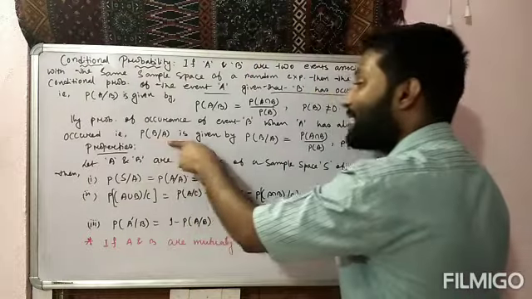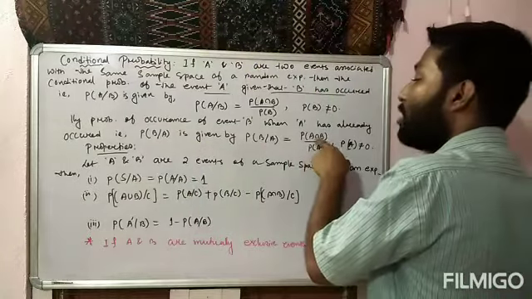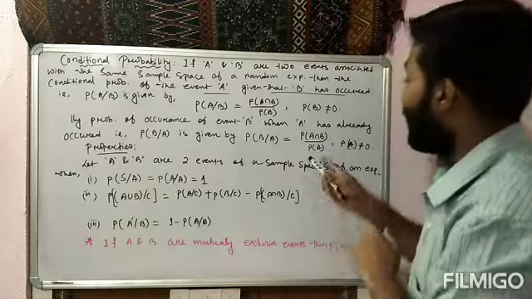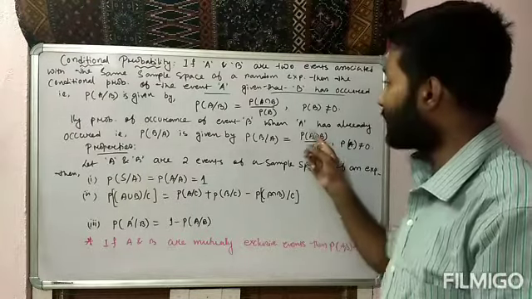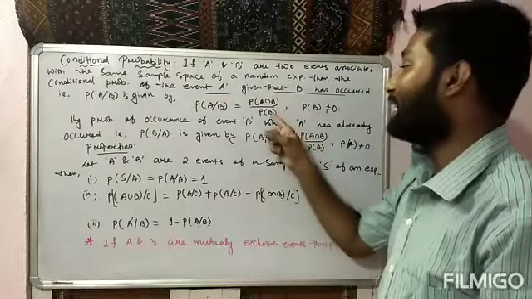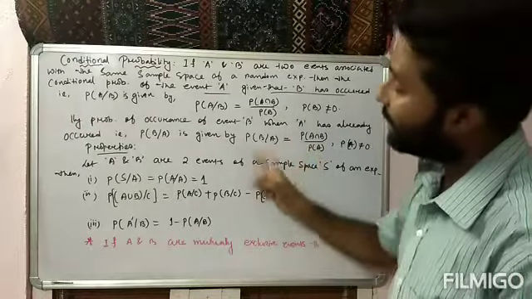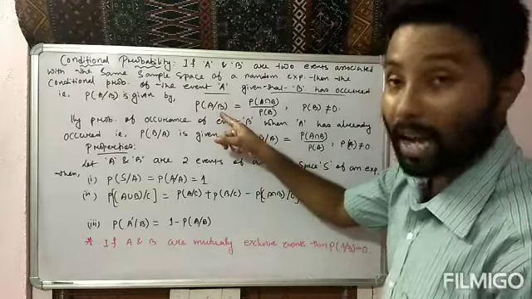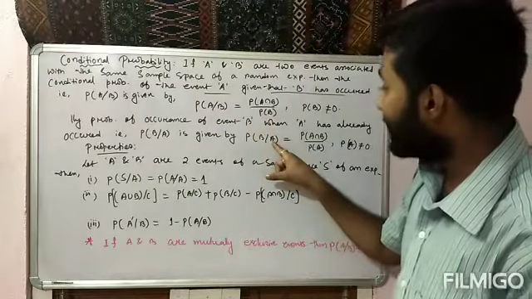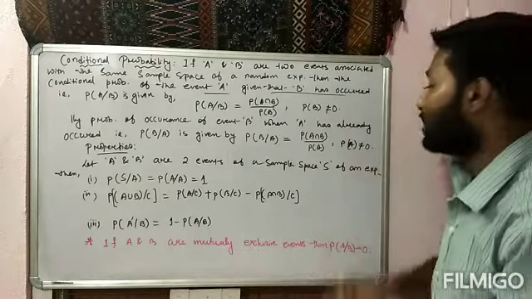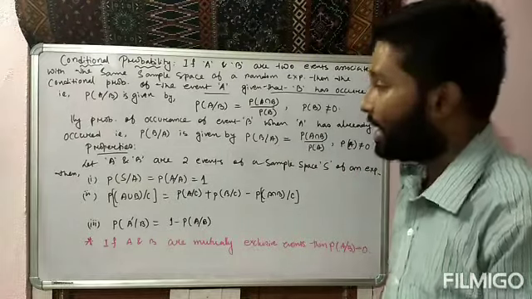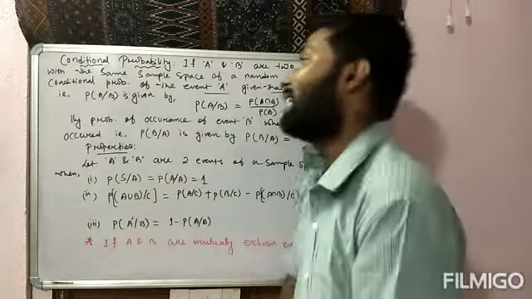So P of B slash A is given by P of A intersection B by P of A. The formula is very easy. P of A intersection B is used in both, but the denominator changes. When does it change? Whatever comes after the slash comes in the denominator. Where P of A is not equal to 0. Okay, so this is the definition of conditional probability.